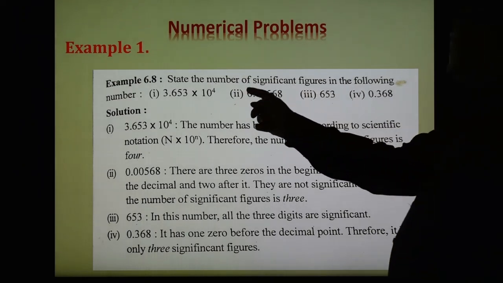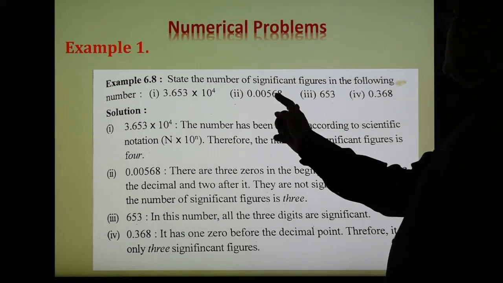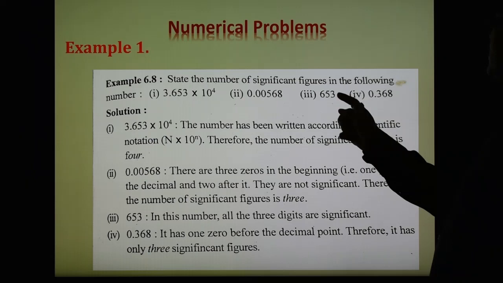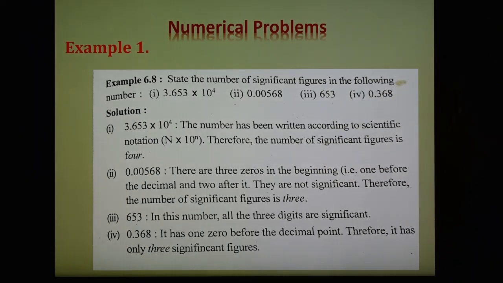In case of the second, 0 is not significant, therefore 5 6 7, only 3. So in this case the number of significant figures is 3. And in case of the third, here 653, so only 3 are there, so there are 3 significant figures. In this case again there are 3 significant figures. In this way we can find out the number of significant figures.